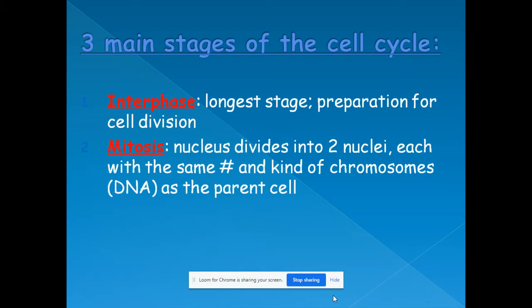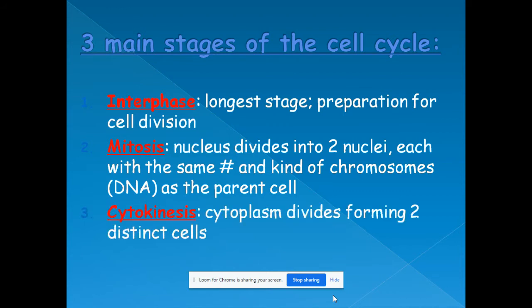The second stage of the cell cycle is the mitosis. That's when the nucleus divides into two nuclei. Remember that you have one nucleus and the plural is nuclei. So one nucleus divides into two nuclei, each with the same number and kind of chromosomes as the parent cell. So the idea of the mitosis is the division of the nucleus. It's a copy, so we keep the same number of chromosomes with the same information.